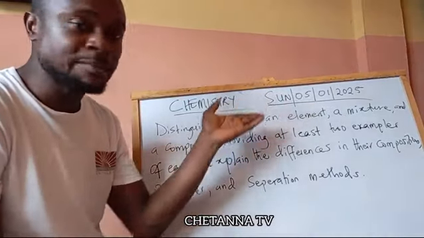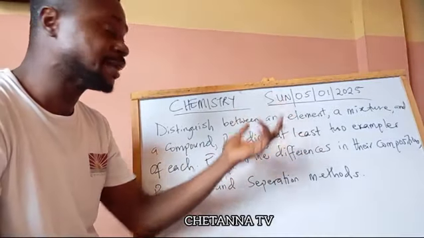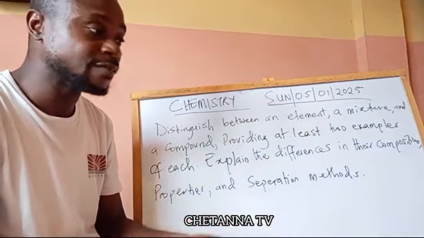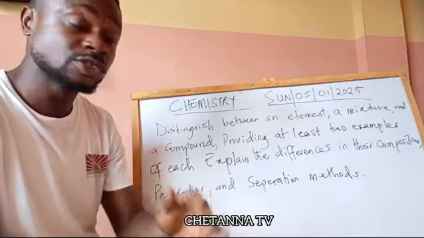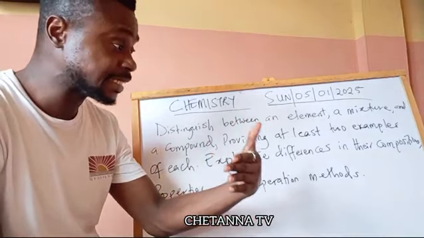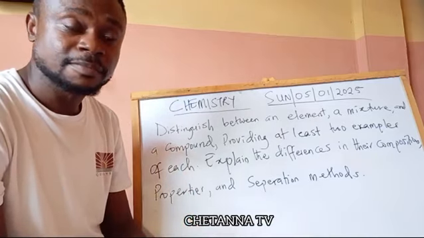What are examples of elements? We should give at least two examples. Under metals, you have sodium, calcium, and what have you. There are many of them. Non-metals, you have things like oxygen, chlorine.